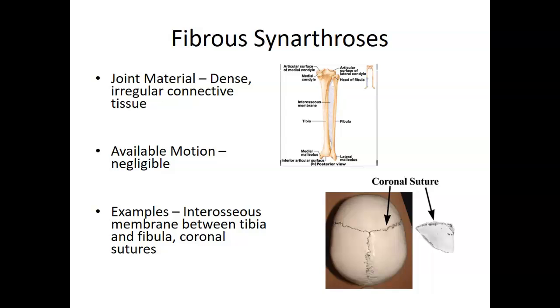The fibrous synarthroses have dense connective tissue holding them together, very negligible motion. So we're talking about the interosseous membranes between the tib-fib or the radius and the ulna. We're talking about the coronal sutures that hold our brain together, right? Thank heavens we don't have a lot of motion in our cranium. So those are the synarthroses, the fibrous ones.